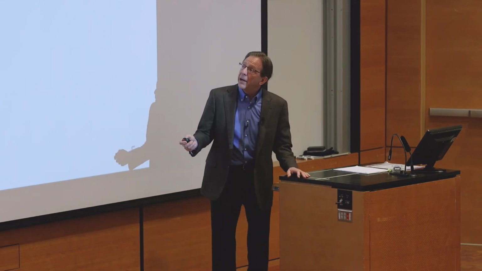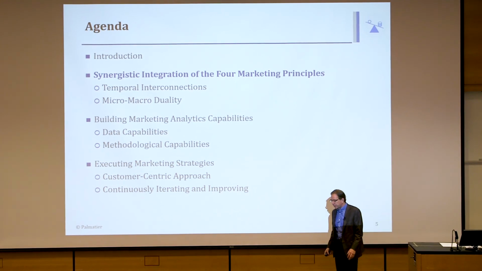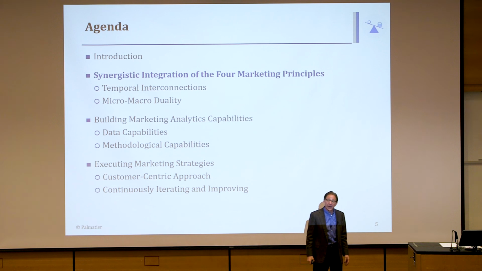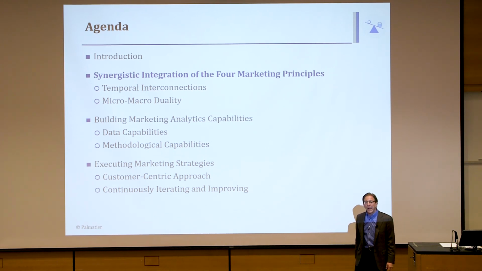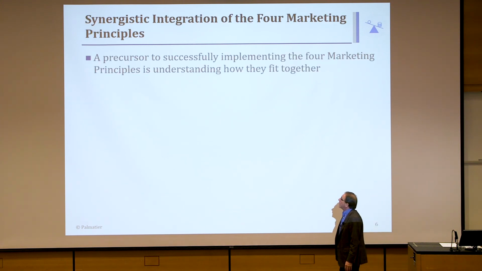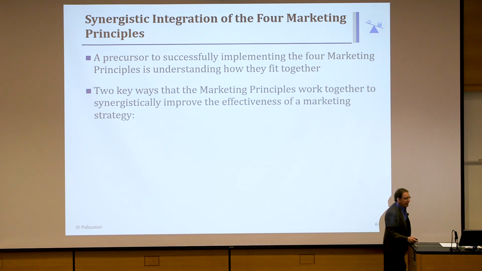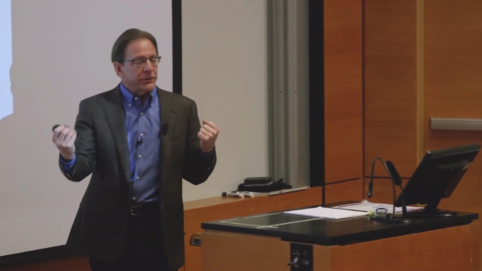Okay, the next thing I wanted to speak of is 2 types of synergies, or 2 characteristics of this framework that I think are important. One is the idea of temporal interconnectivity, or interconnections, and the next is this micro-macro duality. I'm going to go through each one. So a precursor to successfully implementing the strategy is understanding how they work together. With temporal interconnections, the output of one market principle feeds to the next, as well as the idea of how you're wrestling with this duality.